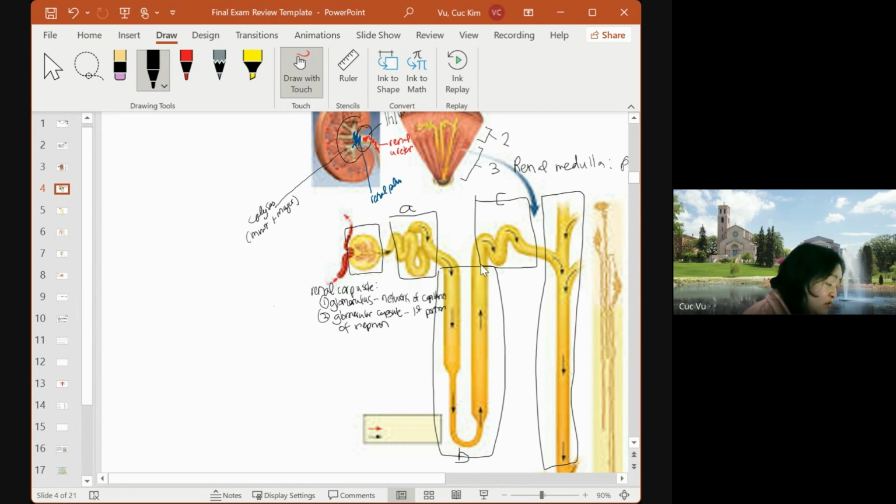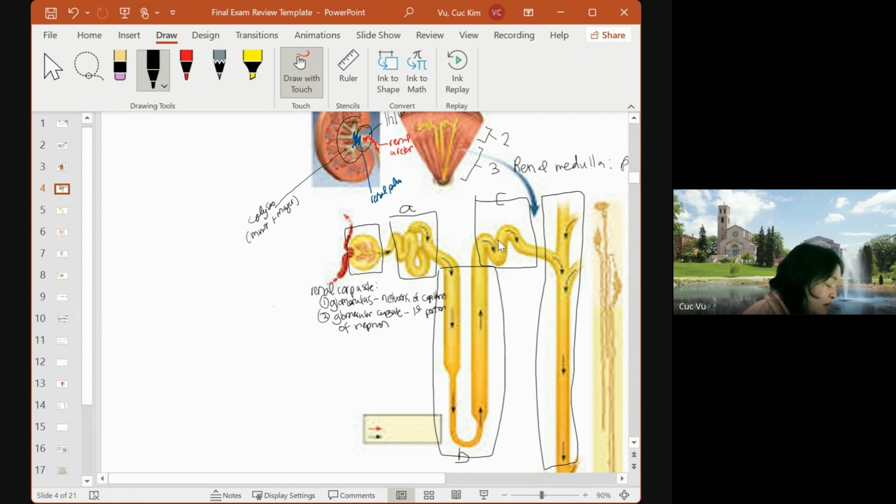Now you have a general idea of what the nephron looks like. Technically, the nephron has the glomerular capsule, followed by the PCT, then the nephron loop, then the DCT. So that is the nephron. That's the basics of the nephron.